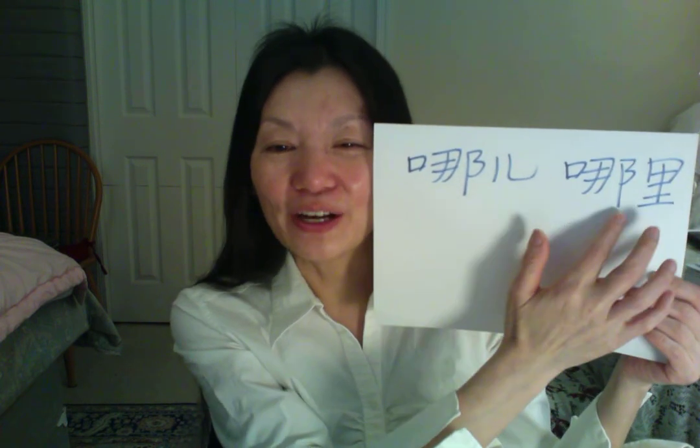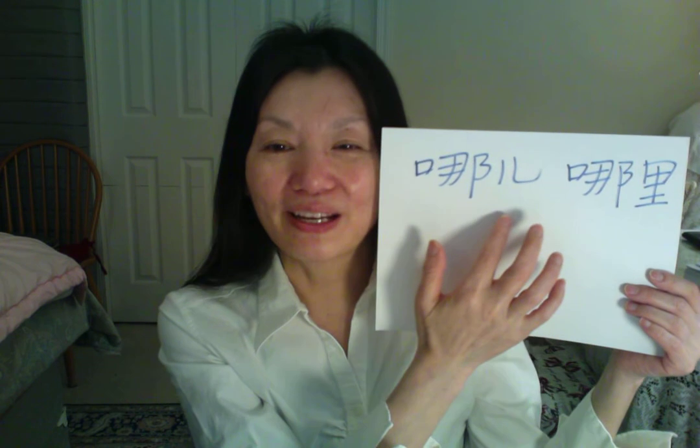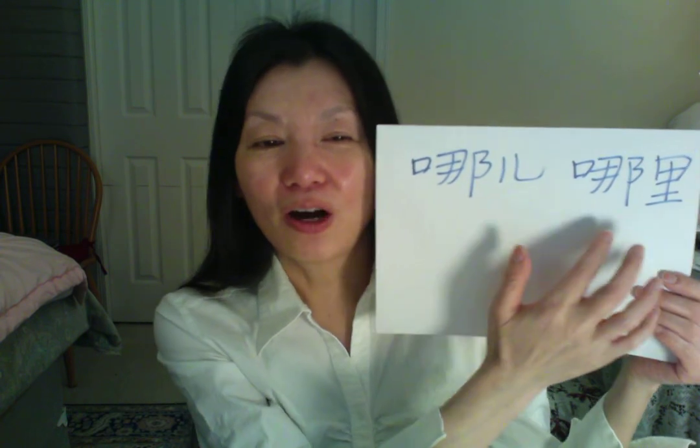哪里? Where? Both work, okay? 哪儿 is more common. 哪里, you hear the sound stronger, more emphasized. Both mean where, okay? 哪里 has another meaning in Chinese. Right now it's not really popular, but before it had this meaning.